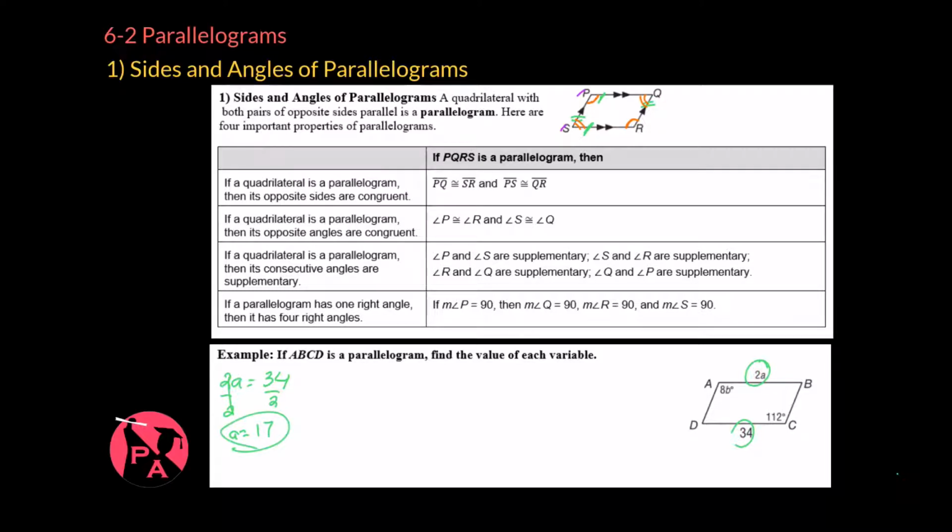This is not just the one variable that we need to figure out. We also need to figure out B. 8B and 112 are opposite angles. And they must be the same because of the second property. Yeah, the second property. Opposite angles are congruent. So divide by 8. You would get 14. B equals 14.